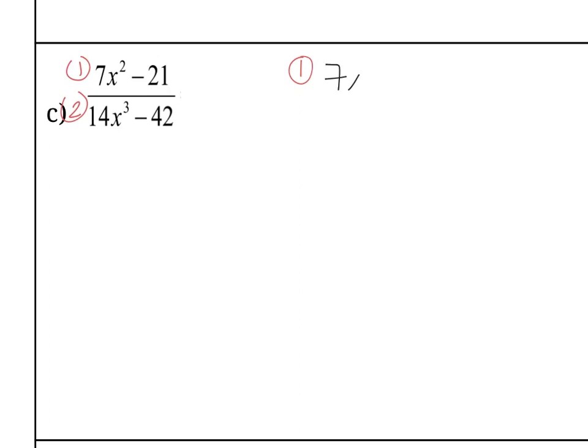We have 7x squared minus 21. And the only thing we can do with this, because it's not a difference of squares, 7 isn't a perfect square, 21 isn't a perfect square, is we have a common factor. So let's take out the 7, and we're going to be left with x squared minus 3.